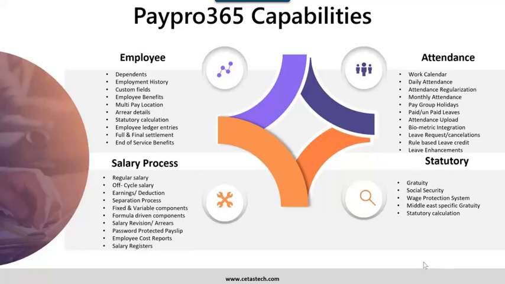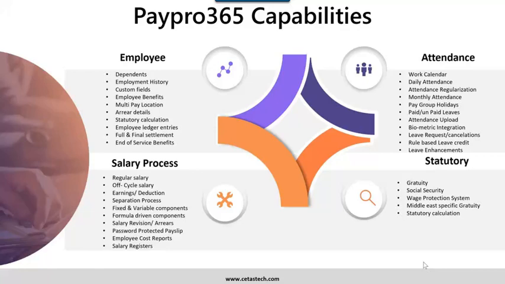Then you have the salary processes where I can run my regular salary. And I can also do something called off-cycle salary. That means if somebody is going on leave and you want to process his leave salary, you could do that. Then you got the earnings and deductions, then the separation process wherein I can have a checklist kind of thing defined. And then I've got my fixed and variable components, then formula-driven components that are there.